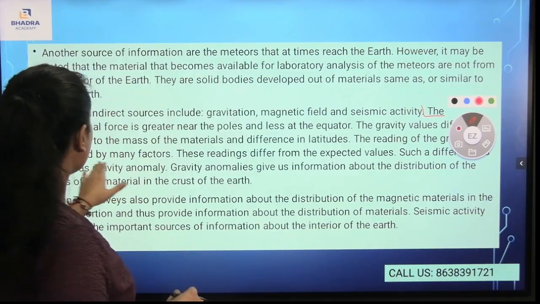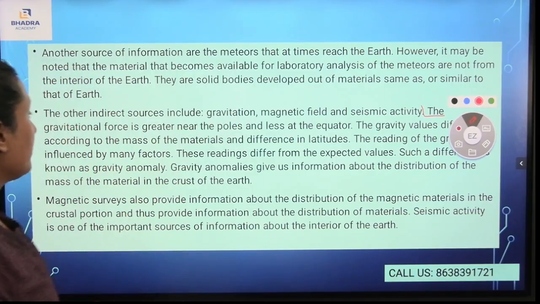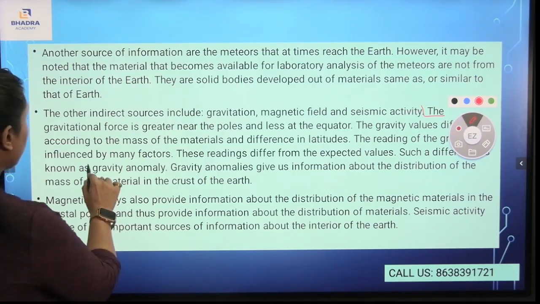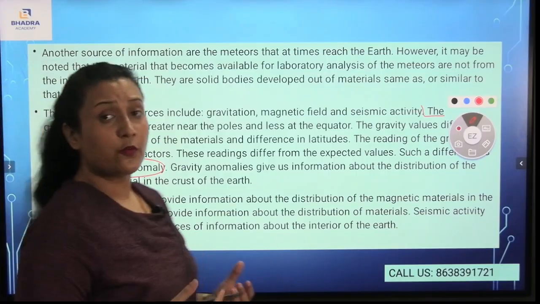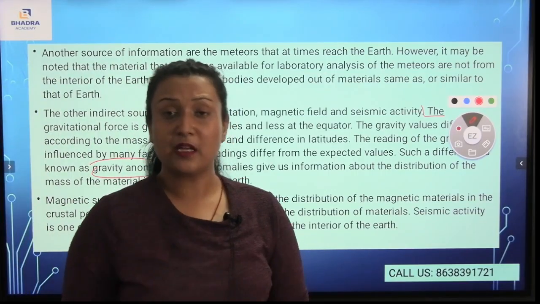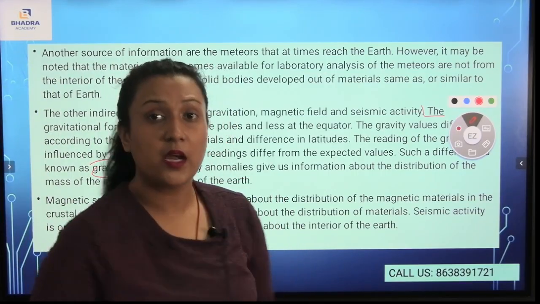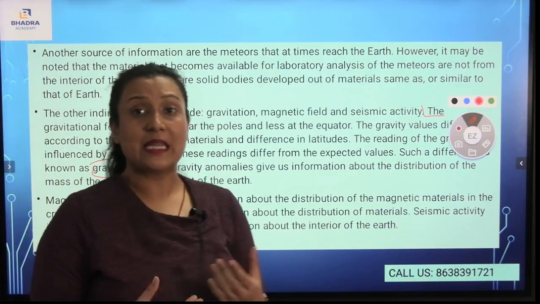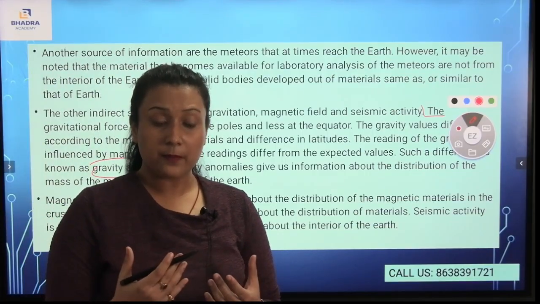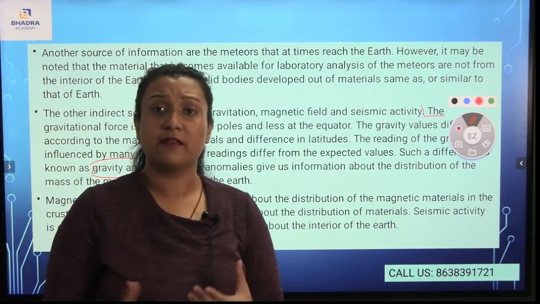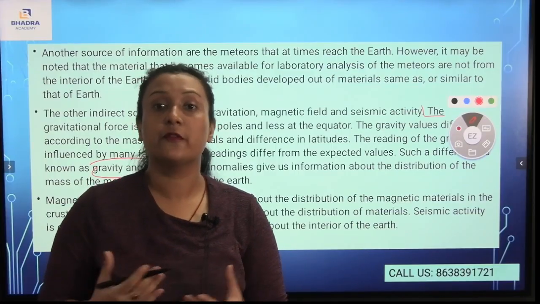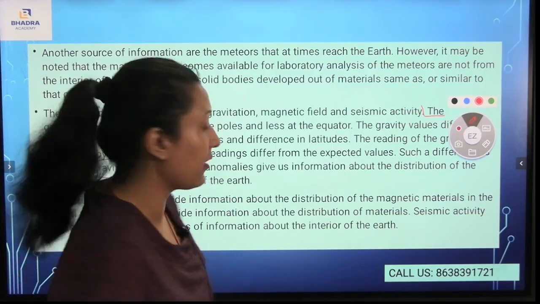Second, the reading of the gravity is influenced by many factors. These readings differ from the expected value. Such a difference is known as the gravity anomaly. Now, what do we mean by the gravity anomaly? Gravity is influenced by many factors, and the gravity has some expected value. The difference from that expected value is known as the gravity anomaly, which means a difference in the gravity value.